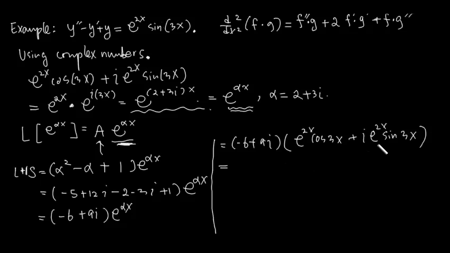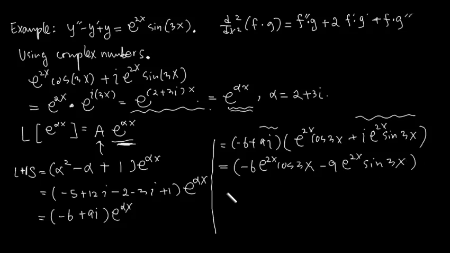When you split these two parts into real and imaginary parts, we can now compare with the right-hand side. The real part comes from multiplying these two real parts, which is negative 6 e to the 2x cosine 3x, and also from multiplying these two parts where i's are involved. There's a negative as we multiply i times i, so we have 9 e to the 2x sine 3x. So there's no i anymore.